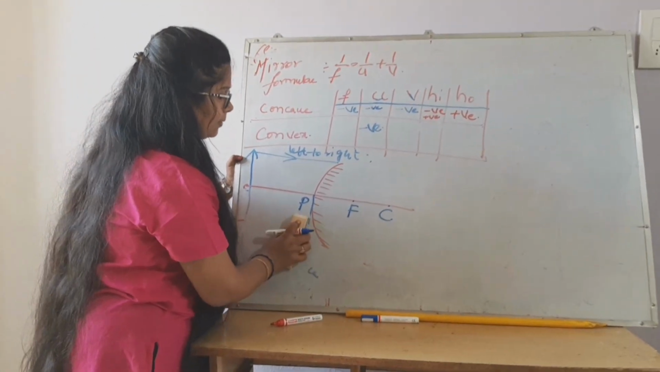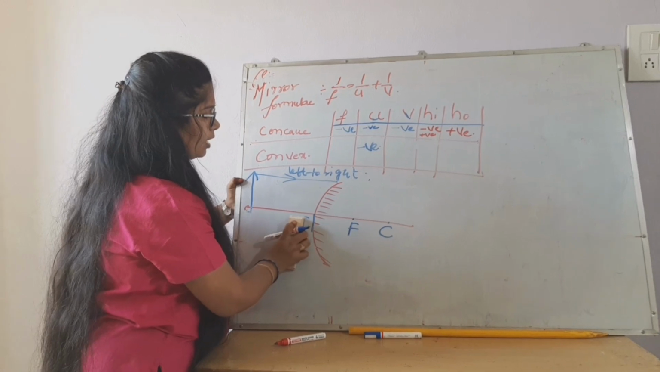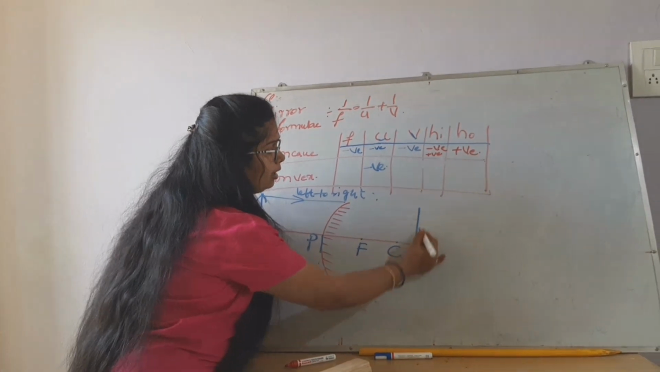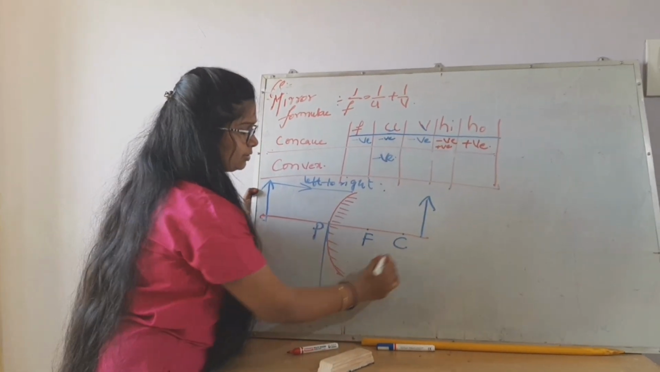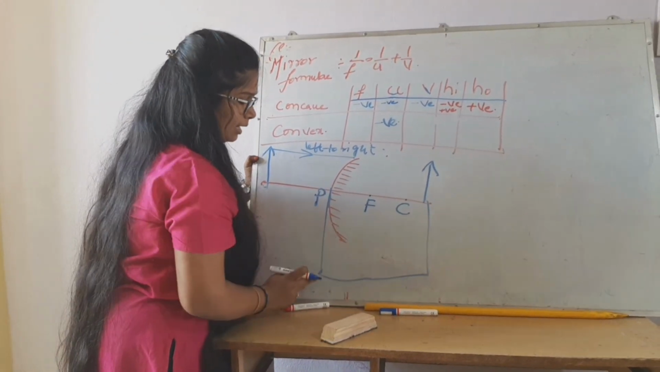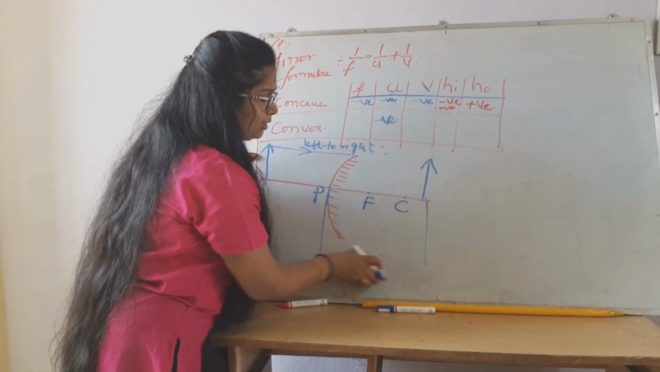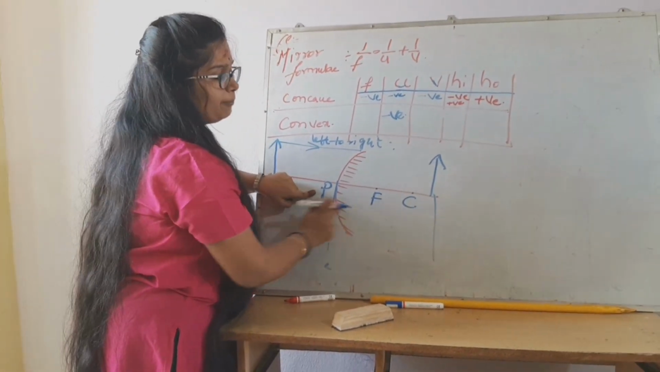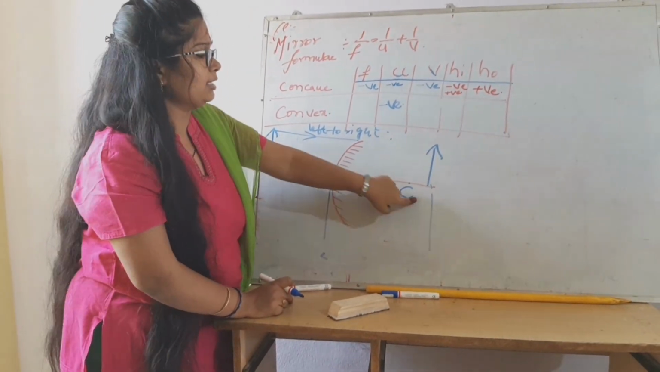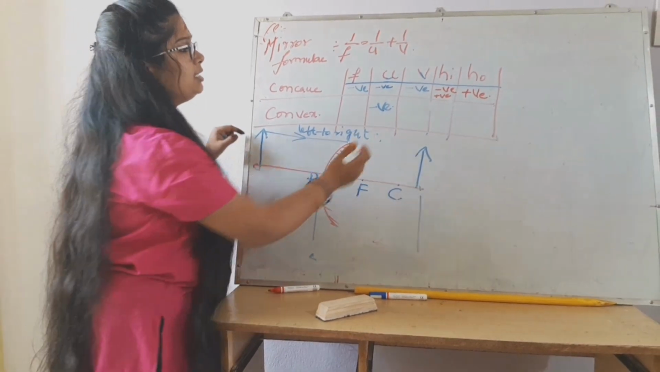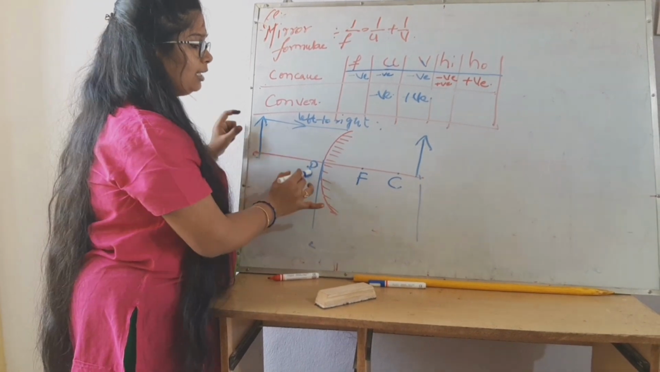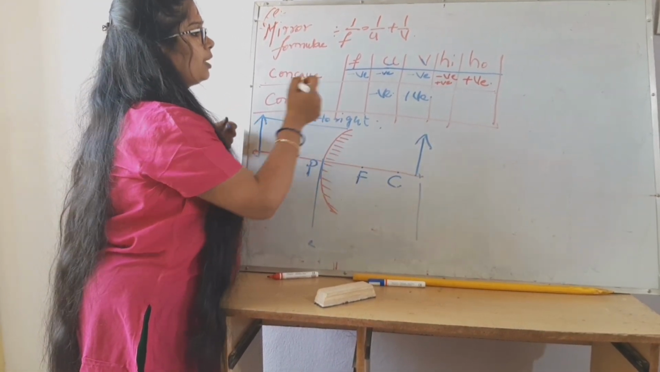Always in the convex mirror, the image will be formed behind the mirror. So this distance, from pole to this, is left to right, the same direction as the incident light. So it is positive. Next, focus also in the same way, positive.